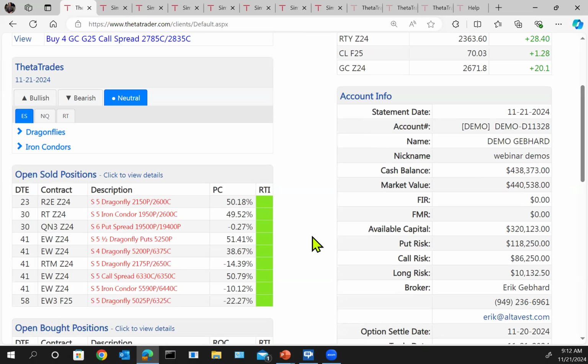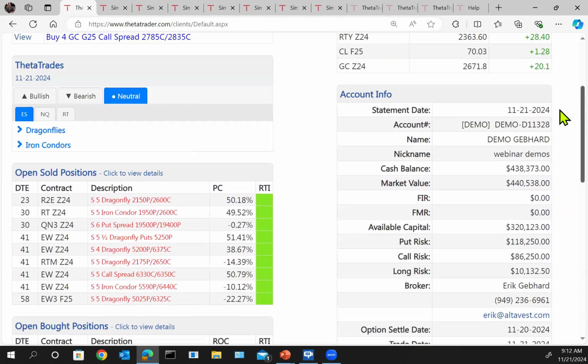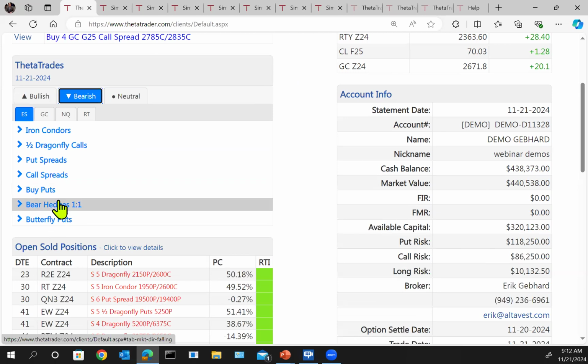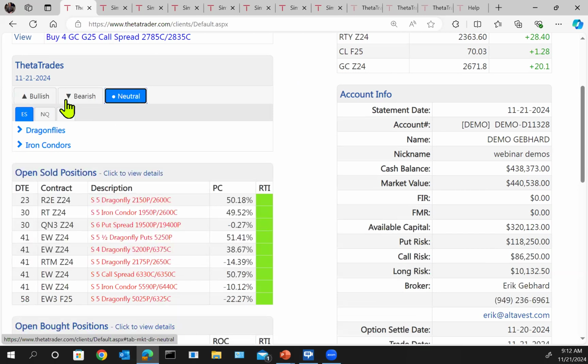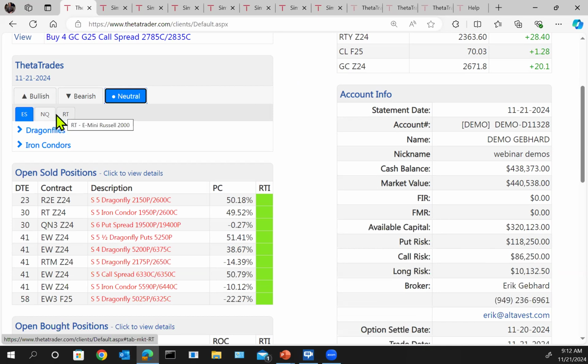Theta Trader is integrated with your trading account at AltaVest and displays all of your metrics here. You can see your current quotes. We're going to address this trade alert in just a second, but for now, because we talked about the dragonfly and the condor, I'll show you how that works. There are bullish strategies that are pre-populated. You can see bearish strategies and, of course, neutral or non-directional. And you'll notice the markets here: the Russell 2000, the NASDAQ 100, and the S&P 500, and these are all the E-mini.